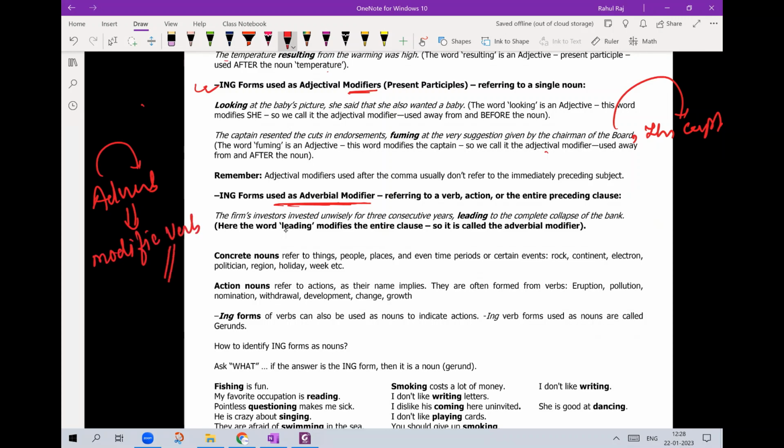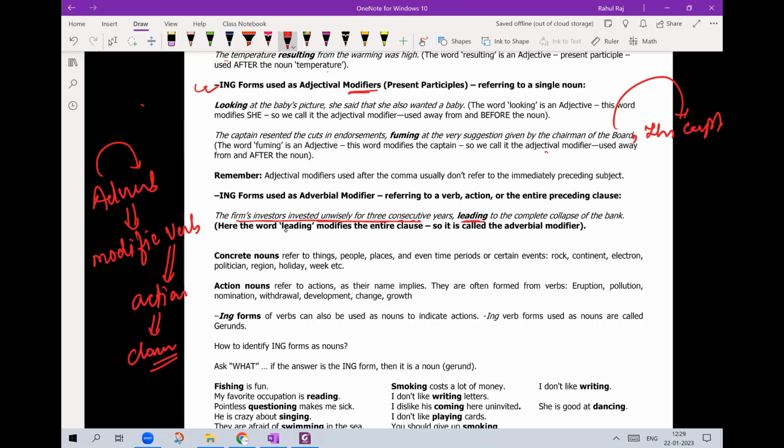And verb is what? Action. And action is what? The entire clause. Agreed? So please understand now, what do you mean by adverbial modifier? When I say the firm investor invested unwisely for 3 consecutive years, leading to the complete collapse of bank.